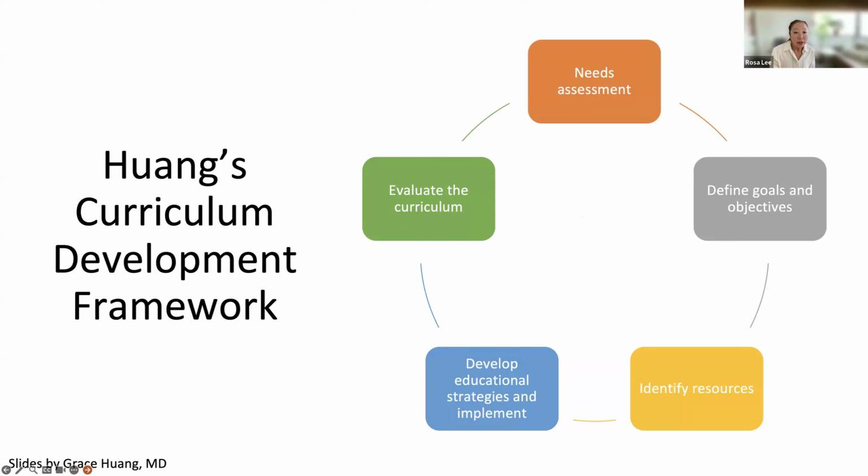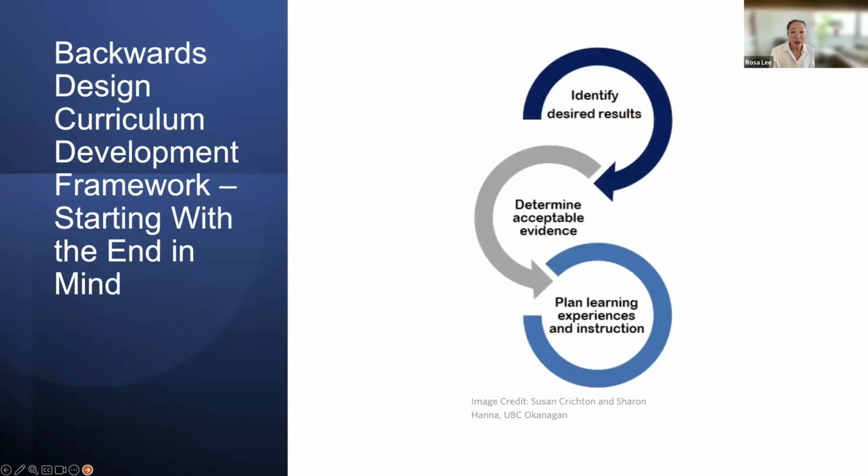Okay. So that's Huang's model. And now this is backward design. Backward design basically is a really dominant framework in terms of developing curriculum today. The whole point of it is starting with the end in mind. So you start with identifying and articulating what you want to achieve. What is your desired result? What do you want your learners to do? Or what problem do you want to solve? How do you want to solve it?